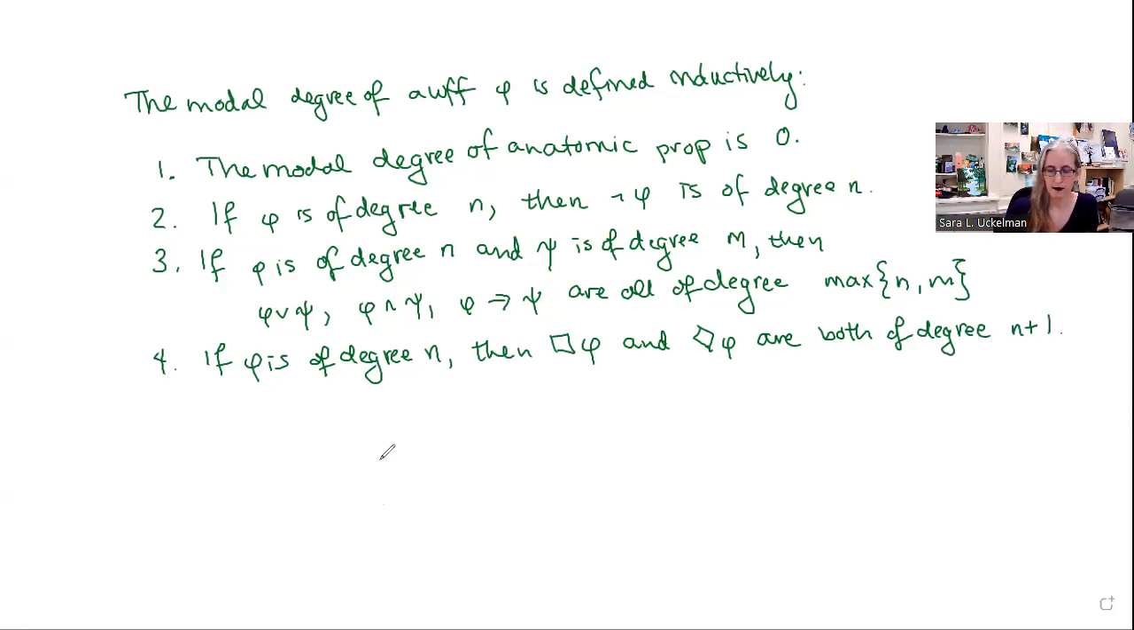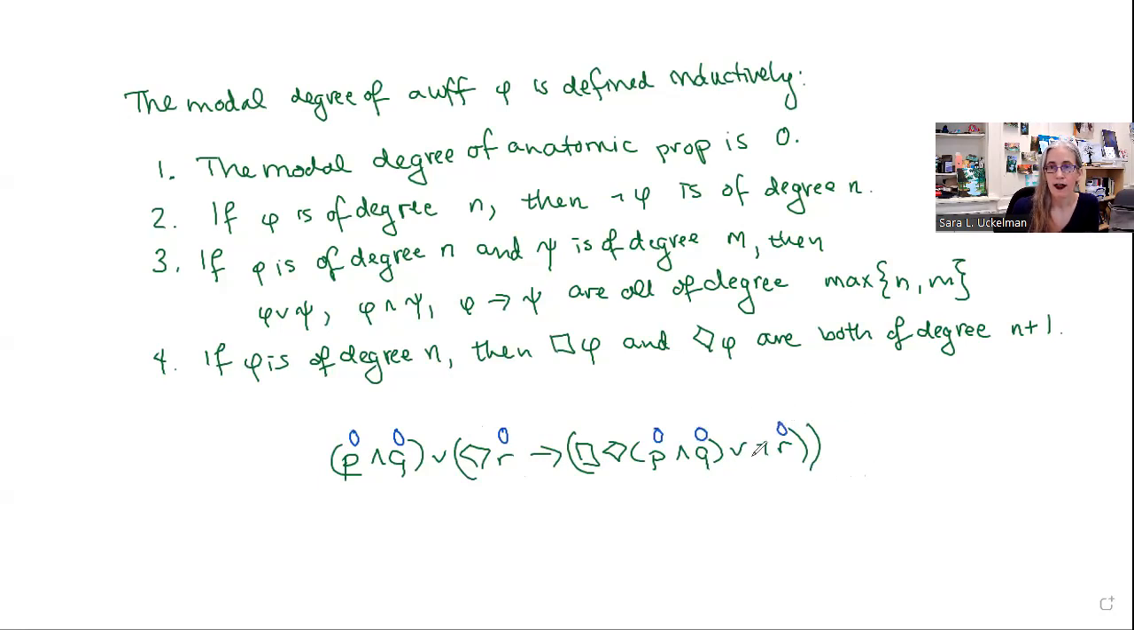So let's pick a formula, say P and Q, or possibly R implies necessarily possibly P and Q, or not R. Let's see. It's very easy to calculate the modal degree of a particular formula just by building it up from the base down. So all of your atoms are going to be of degree 0, and then just look at each stage of the complexity of the formula.